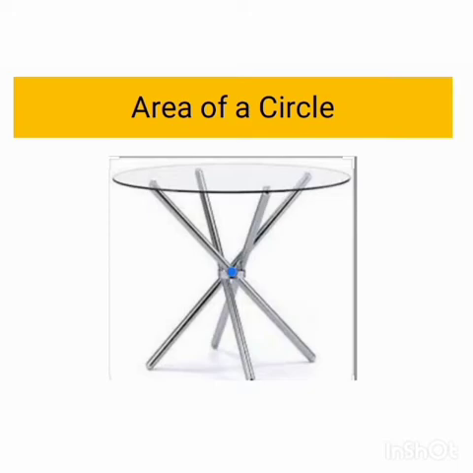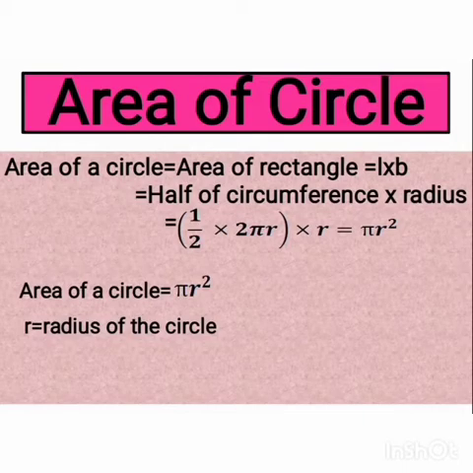Area of a circle is equal to area of a rectangle, which is equal to length into breadth. Area of rectangle means half of circumference multiplied by radius. The formula of circumference is 2 pi r. So when we multiply it by half, we get pi r, and multiplied by radius, that is pi r square. Thus we see that the area of a circle is equal to pi r square. Here r is equal to the radius of the circle.